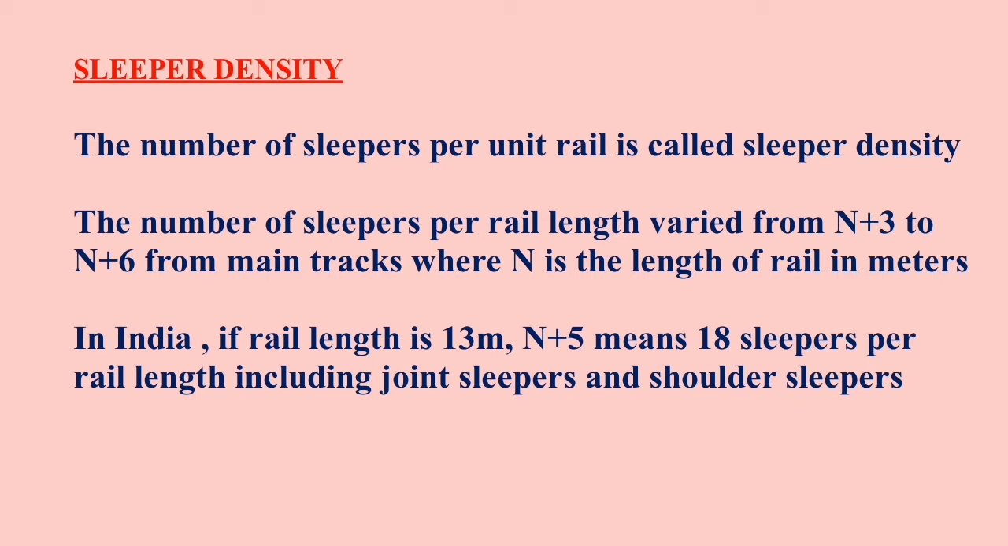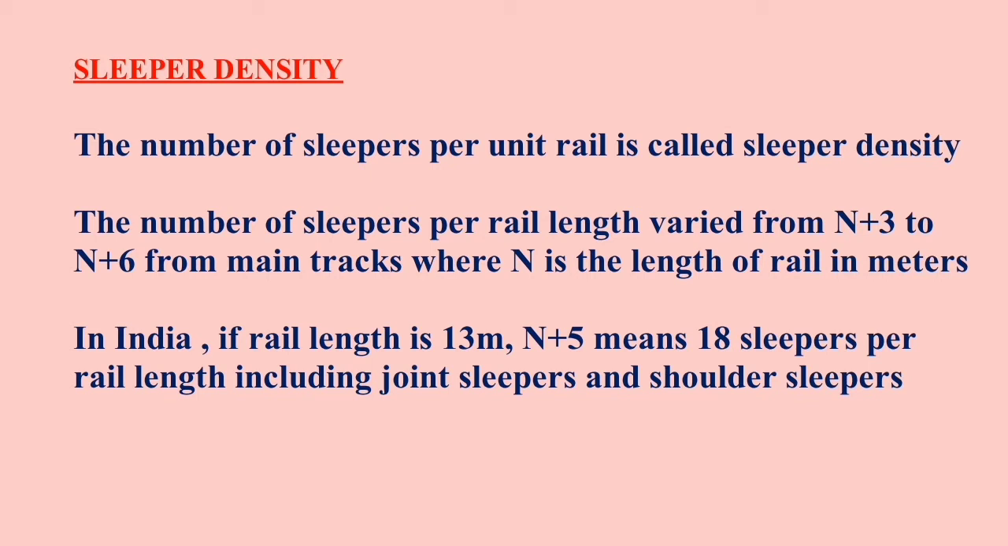In India, the number of sleepers per rail varies from n+3 to n+6 for main tracks, where n is the length of the rail in meters. In India, generally a sleeper density of 18 sleepers per rail length is provided, whereas in USA, 23 to 25 sleepers per rail are provided.